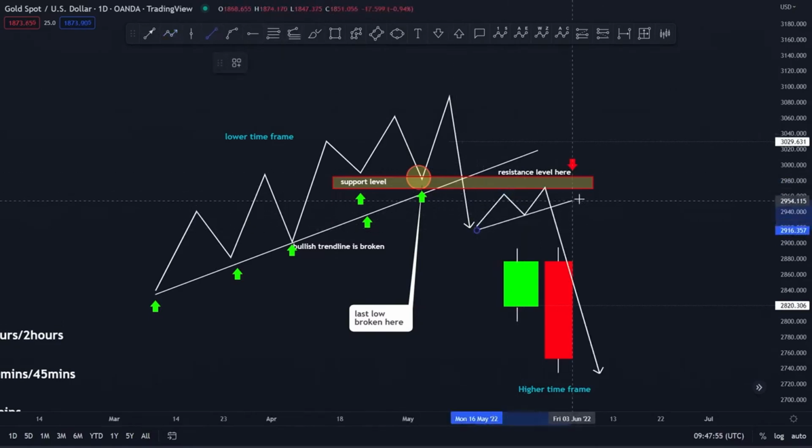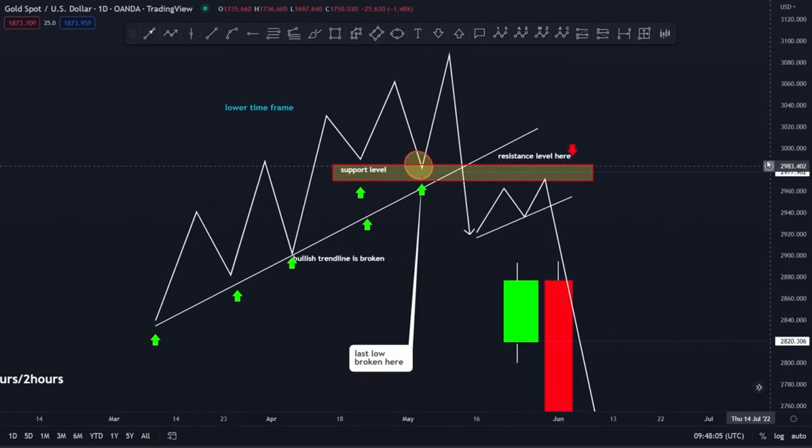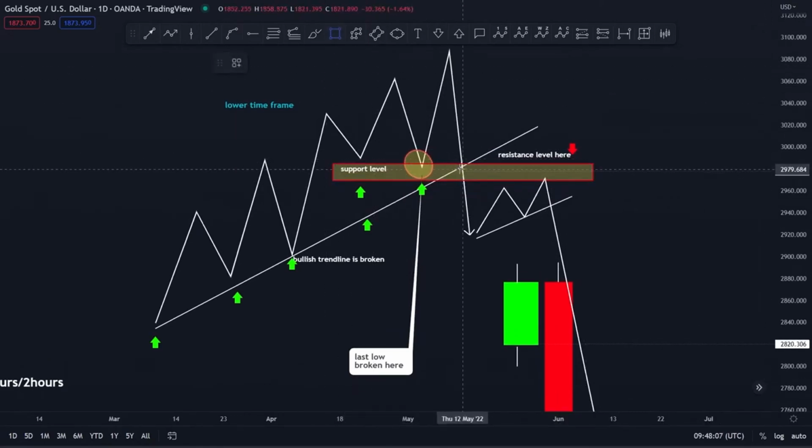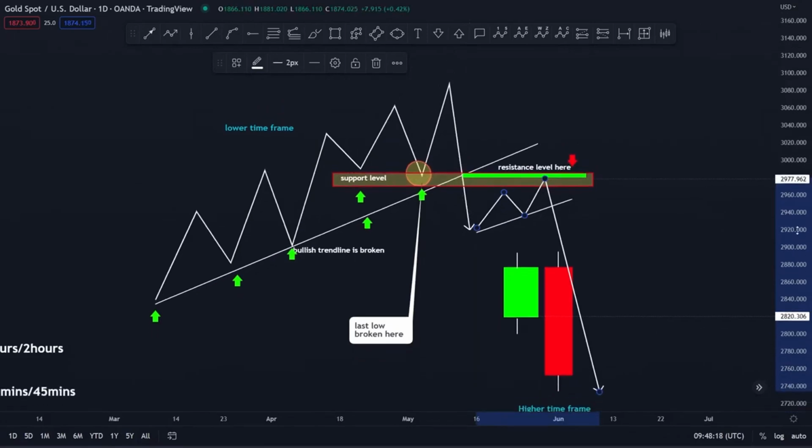This is your correction right now. Even when you see a resistance like this, let's say maybe this line here is around this area, that means you still have to find a zone around here. So just wait for the market to touch this line, and then if you have a zone here, you just enter the market and then sell.